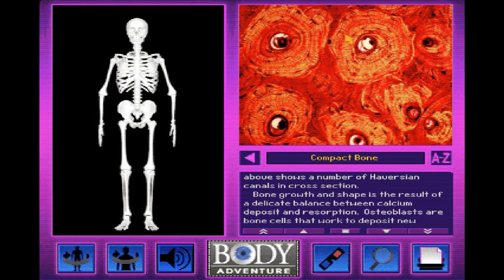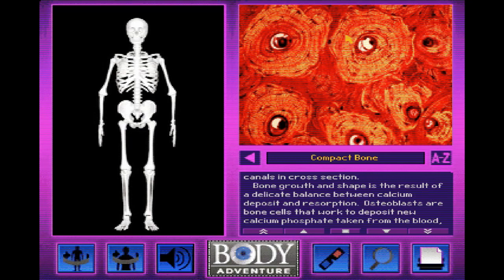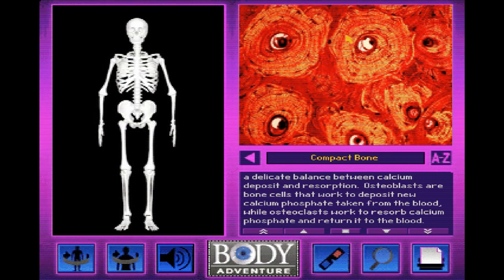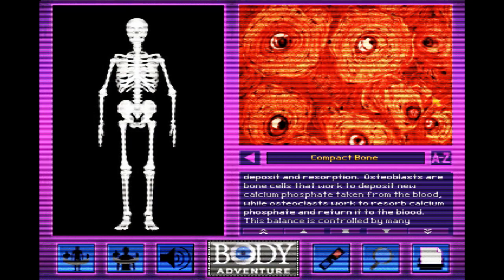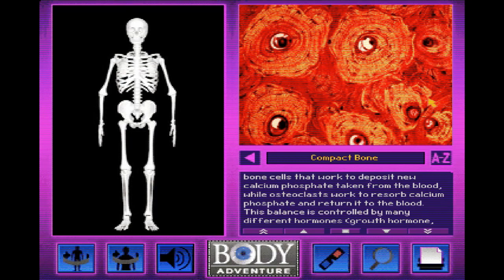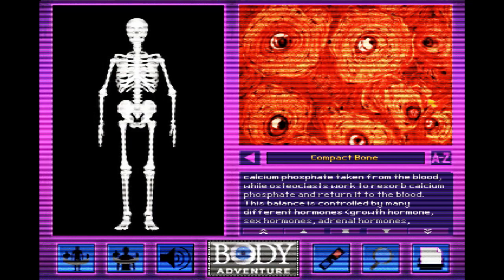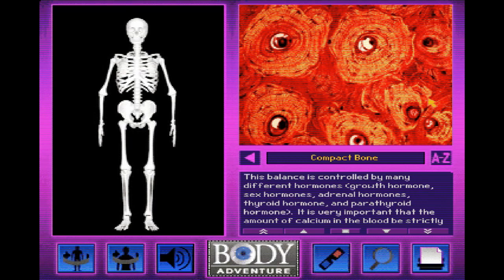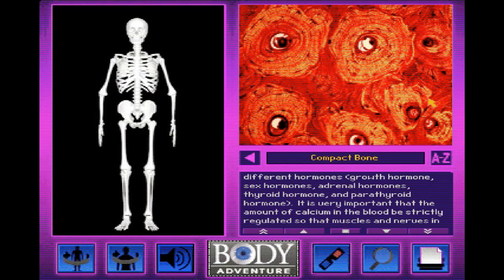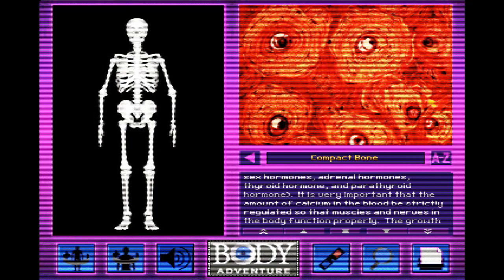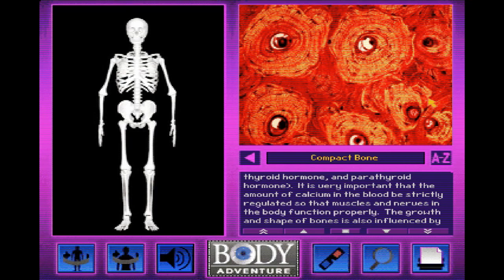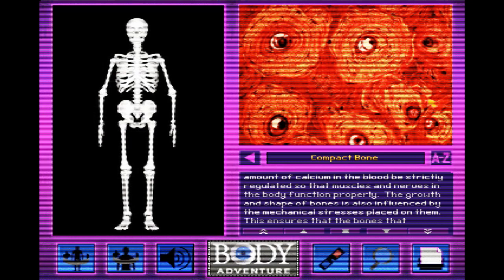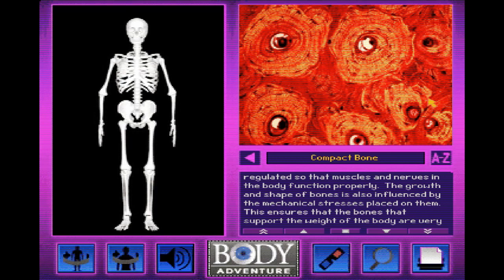Bone growth and shape is the result of a delicate balance between calcium deposit and resorption. Osteoblasts are bone cells that work to deposit new calcium phosphate taken from the blood, while osteoclasts work to resorb calcium phosphate and return it to the blood. This balance is controlled by many different hormones: growth hormone, sex hormones, adrenal hormones, thyroid hormone, and parathyroid hormone. It is very important that the amount of calcium in the blood be strictly regulated so that muscles and nerves in the body function properly.